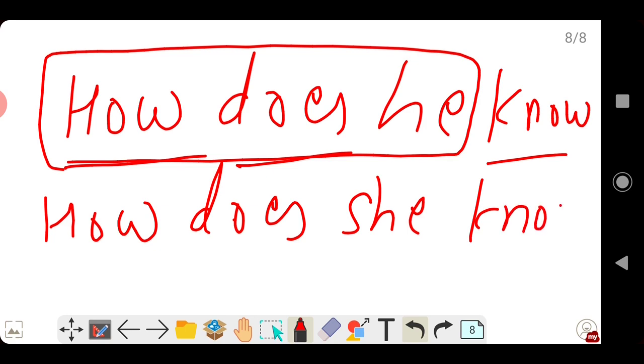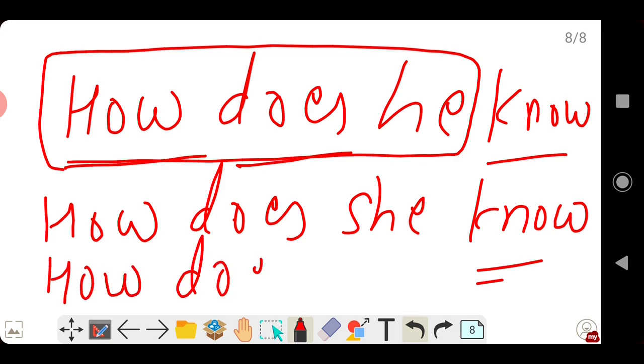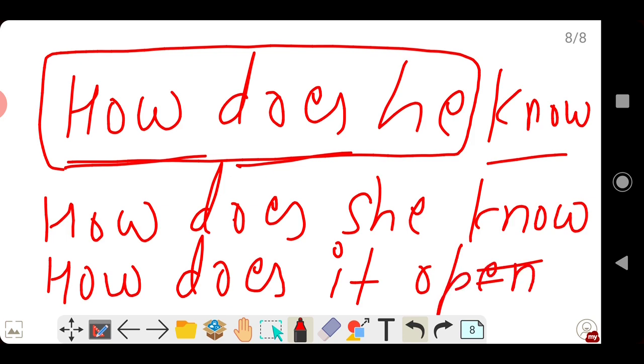How does she know? And remember, don't attach s here with know. It is know. It is not knows. Okay. How does he know? How does she know? How does it open? How does it? How does she? How does he?